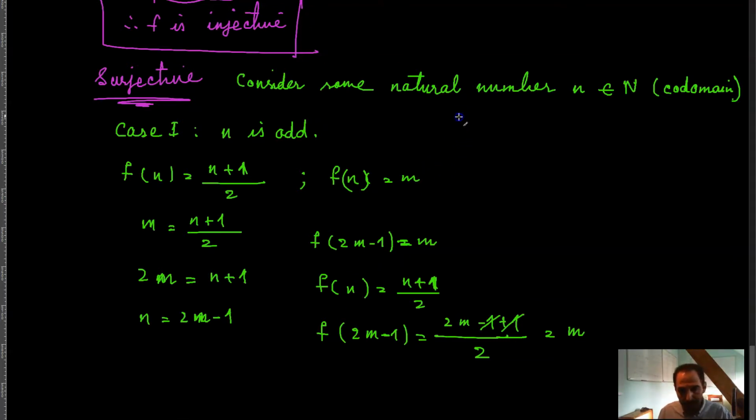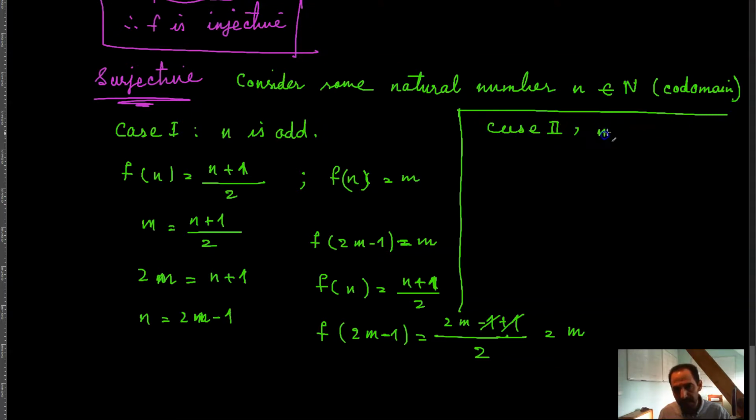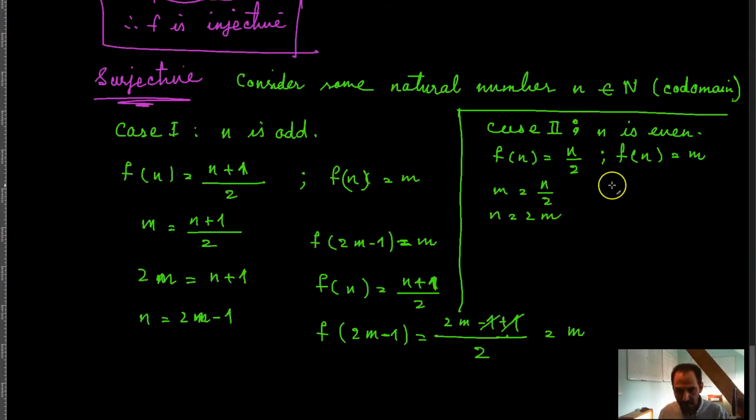Now if you use the other part of the function, for case 2, where n is even, what you will have is that we said that f of n is equal to n divided by 2. So then again, if I call f of n, for example, m, then that means that m is equal to n divided by 2, or n is equal to 2m. That means that again, f of 2m is going to be equal to m, as we argued here.